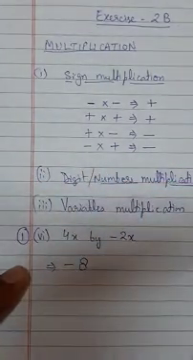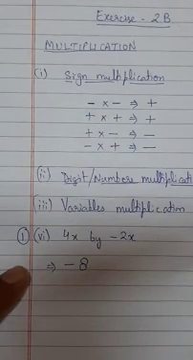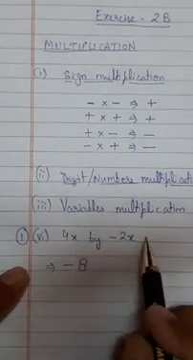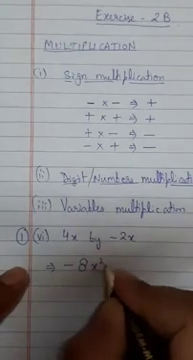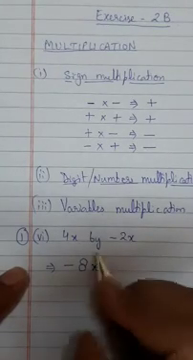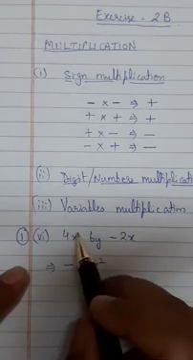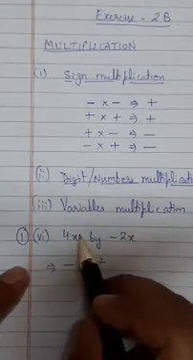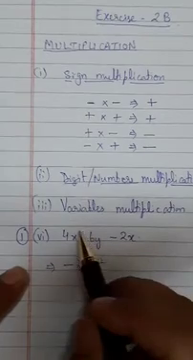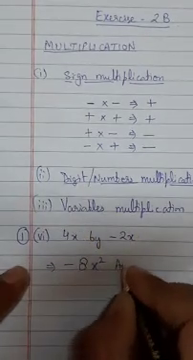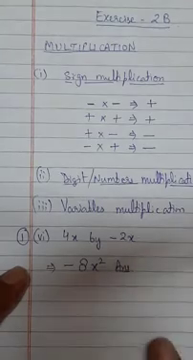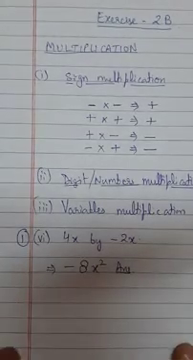And finally, we are going to talk about the multiplication of the variables. x into x will give you x to the power 2, because while multiplying them, their powers are added. Here the power is 1, here also the power is 1. So 1 plus 1 is 2. So my final answer will be minus 8x square. I hope this part is clear. Let us do one more part of it.